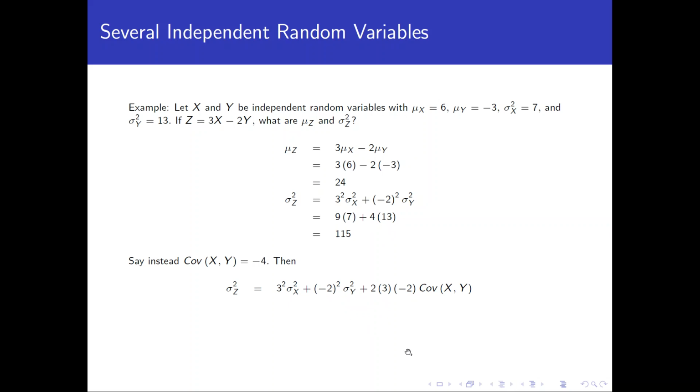What would happen if the covariance is negative 4, though, instead of being independent? Well, the mean doesn't change. Whether or not they're independent does not affect what the mean is. It does affect what the variance is. So if the covariance is -4, we go back to that original problem. It's a squared, which is 3 squared, -2 squared, that's your b squared. And then it was 2ab, and then covariance of xy. So now your covariance of xy is -4, and if you do all the calculations there, you get 163.